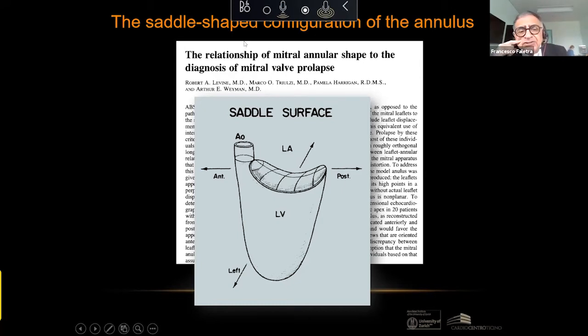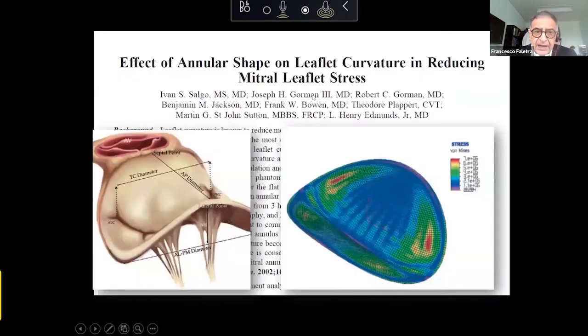And this saddle shape configuration is present in all mammalians, from the mouse to the elephants. So they do have some kind of competitive advantage in the evolution of the mammalians. Indeed, Salgo showed what could be the advantages of having this kind of annulus instead of a flat annulus.